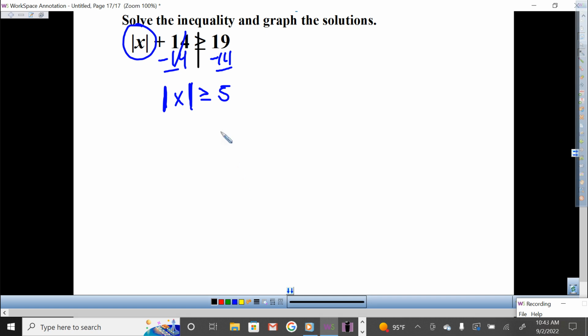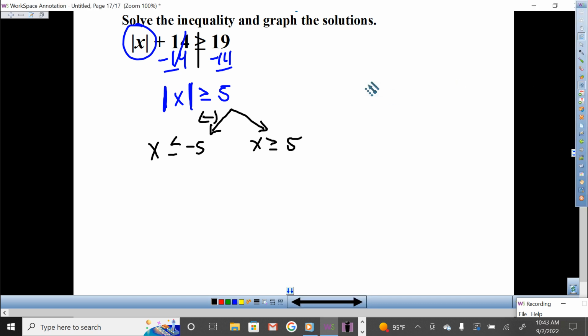And from there, continue, Diego. Okay, so negative 5, and then we flip the inequality symbol, and then that's x. Then positive 5, x greater than or equal to 5. So far, so good? Yes, easy Q. All right, let's graph this.